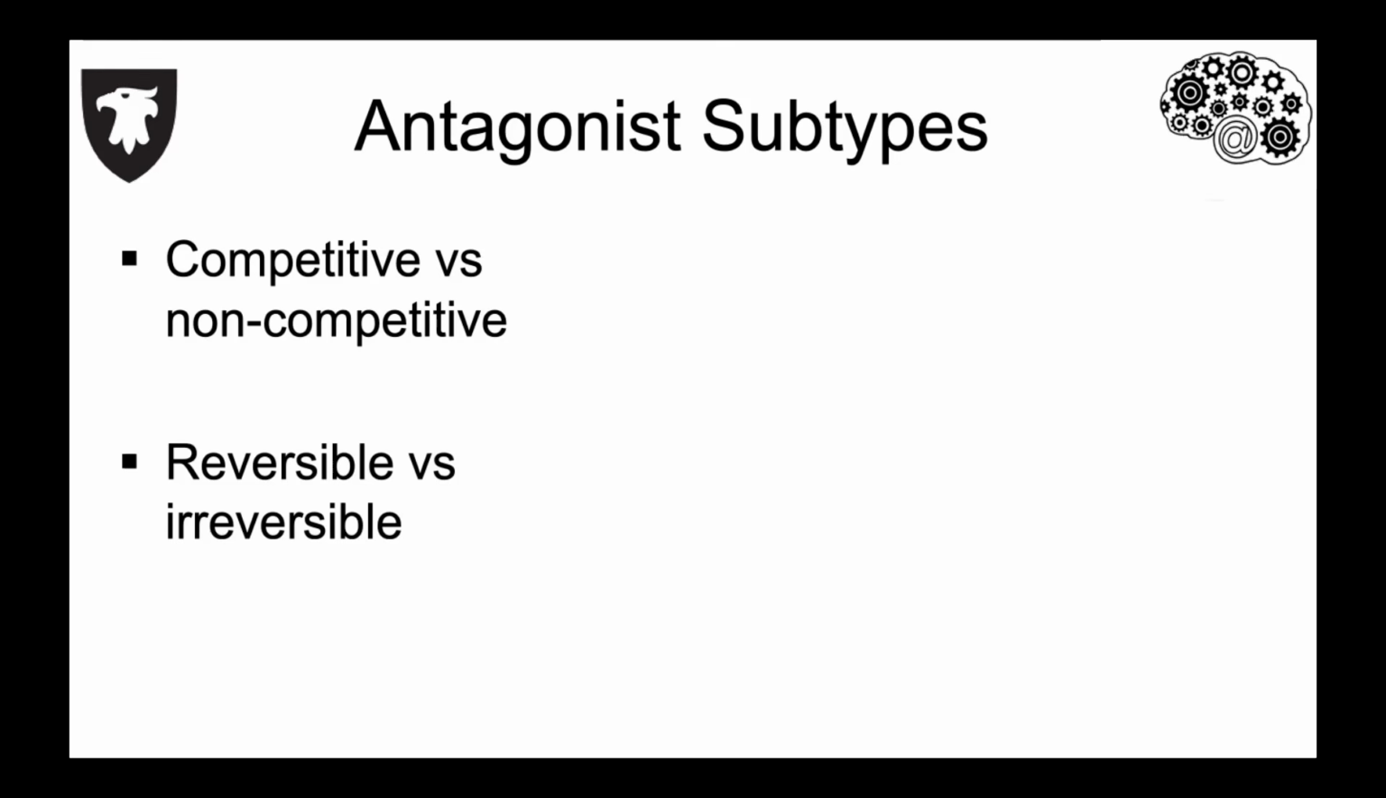Second, antagonists can either be reversible or irreversible. This refers to how permanently the receptor is affected. To start, let's look at competitive versus non-competitive antagonists.